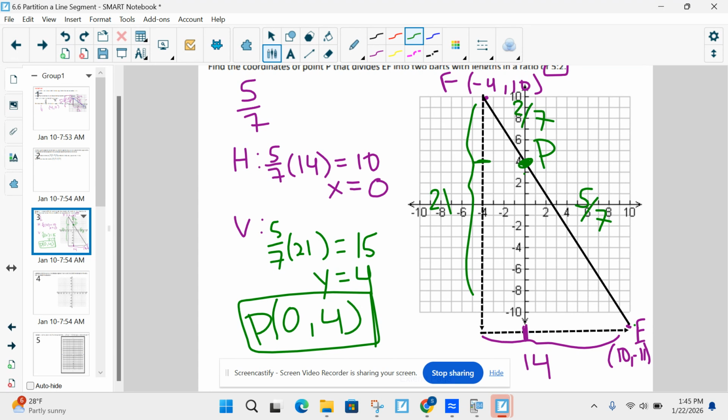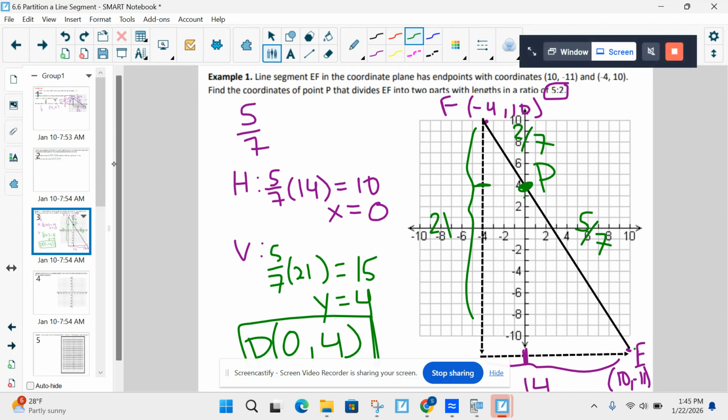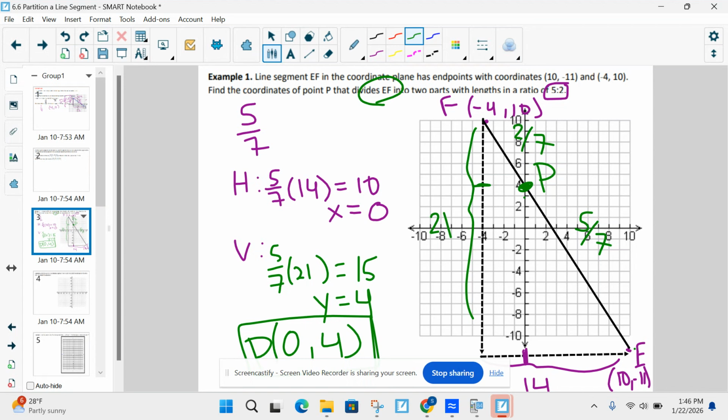We're not doing the next example because it's a fraction. Yes, Sandra. I understand it now. How do you know that P will be 0, 4 instead of 6, -5? Because it says that it divides EF, and you always go in that order.